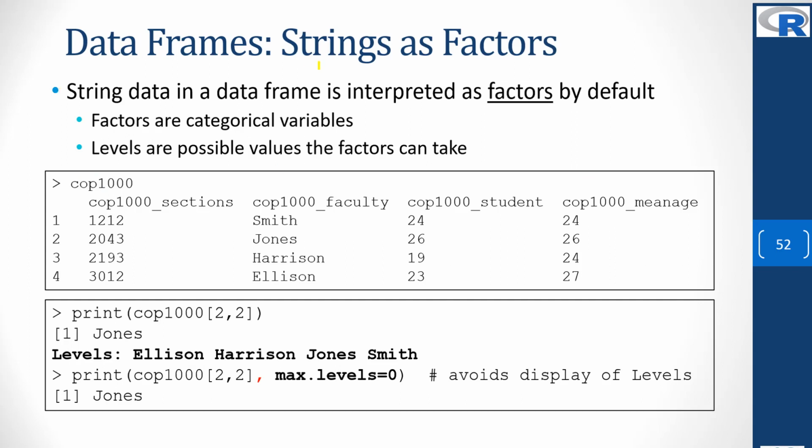Now, any data in a data frame that's string is interpreted as a factor. This is just the default behavior of R. Remember, factors are categorical variables, and the levels are the possible values the factors can take based on the data that's provided.